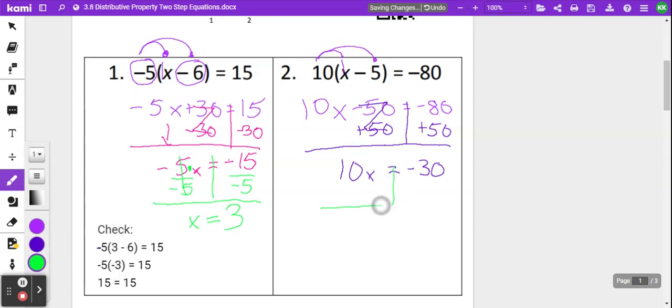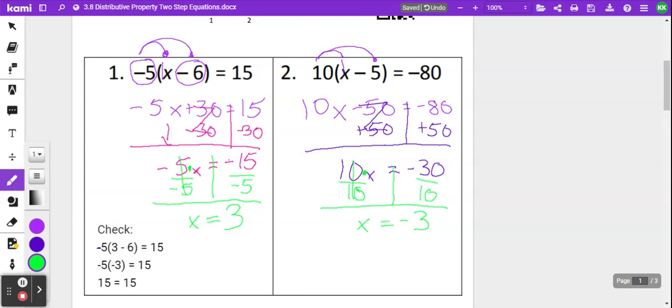Now it's a one-step equation. So there is multiplication in between that 10 and that x. So to cancel multiplication, I will divide both sides by 10. 10 divided by 10 turns into a 1, so we'll just get x equals -30 divided by 10 is -3.